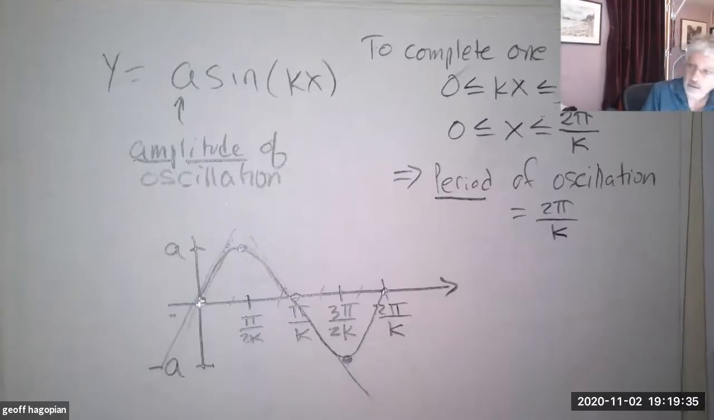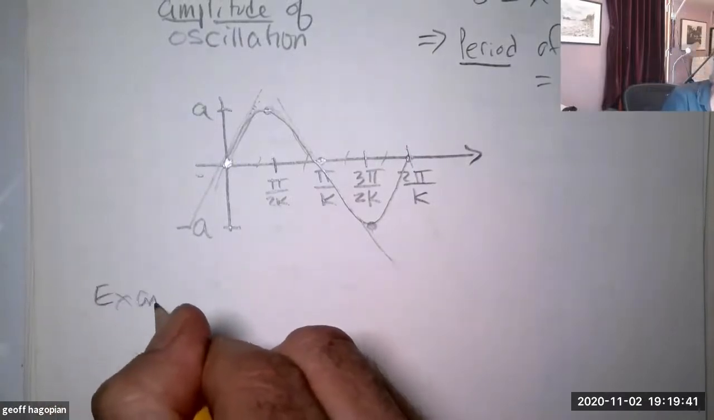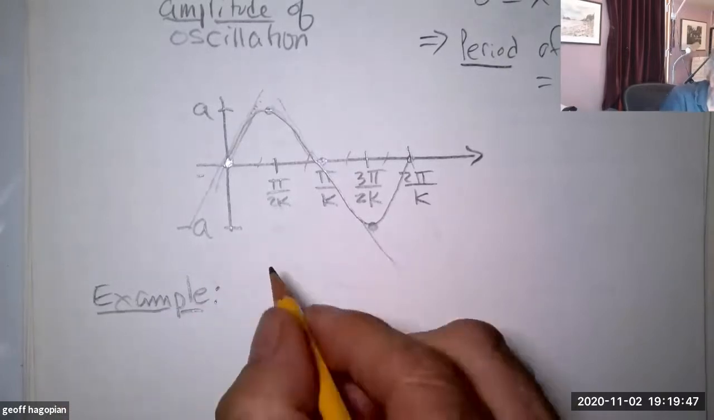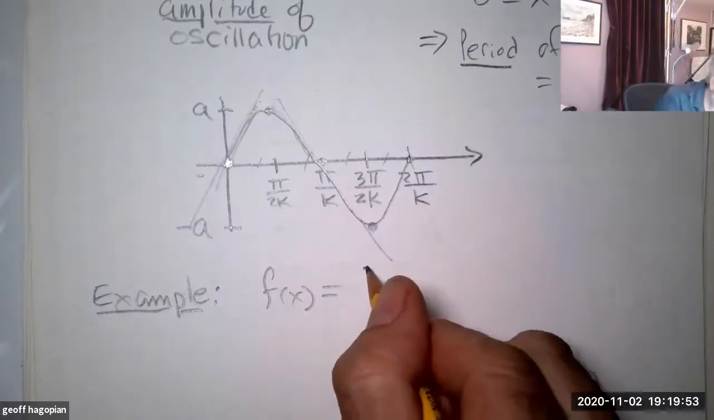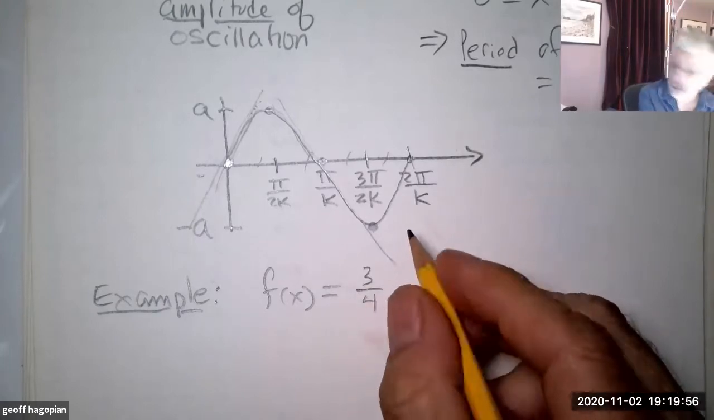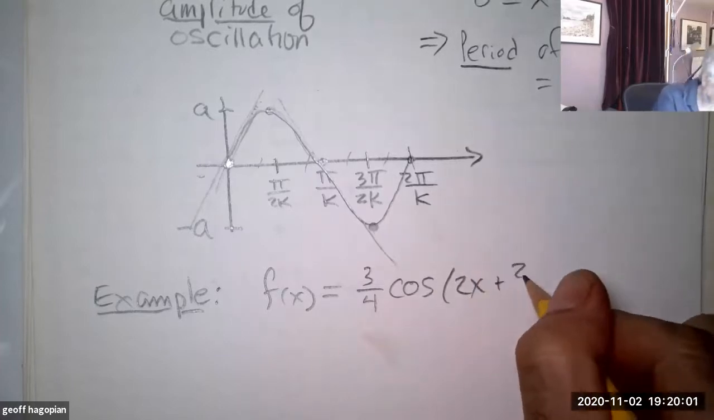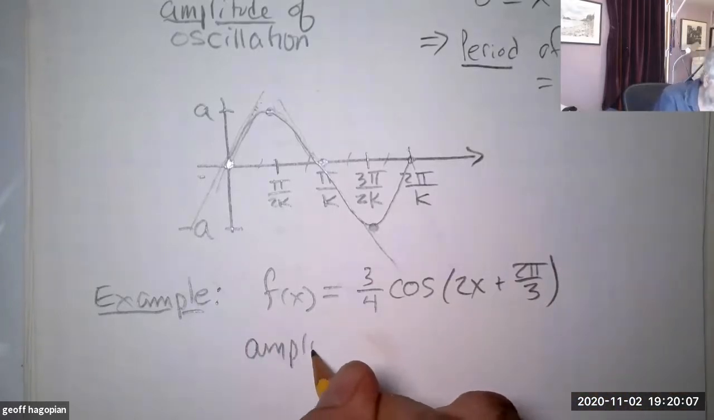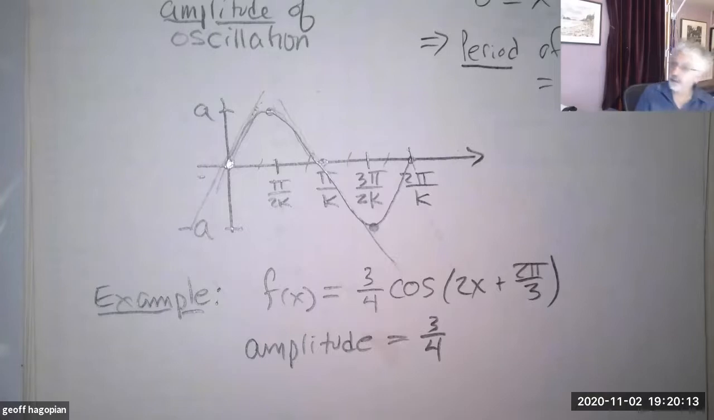How about an example here? F of x is, and do they have an, yeah, they have a 3/4 out here. And it's the sine or the cosine of 2x plus 2 pi over 3. So the amplitude is 3/4, right? You don't have to do any work for that, just read it off. So we're going to oscillate between -3/4 and +3/4 on the vertical, right?